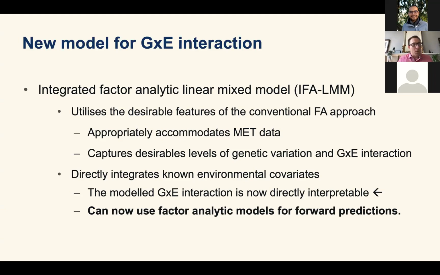So I mentioned before that you have an FA, or factor analytic, model, which has been quite popular in modeling GxE because it captures a lot of the variation, but it doesn't give you much interpretability in terms of those latent factors. And then on the other side, we have the environmental covariates or random regression approach, which allows you to do forward predictions and interpretability, but it doesn't capture much of the GxE.